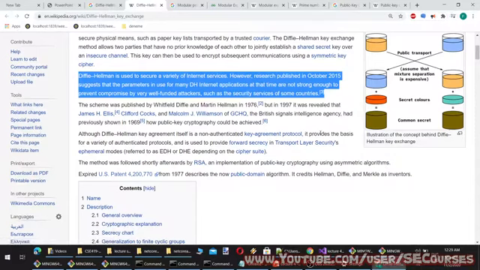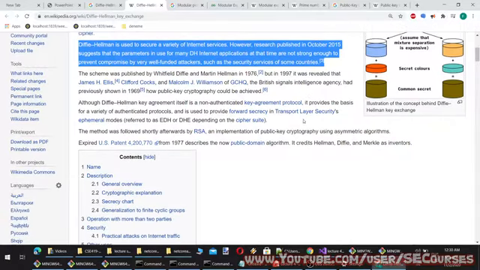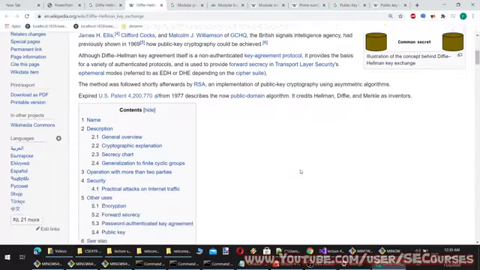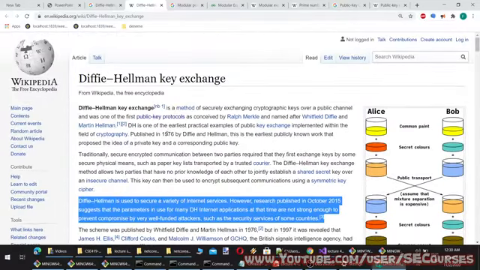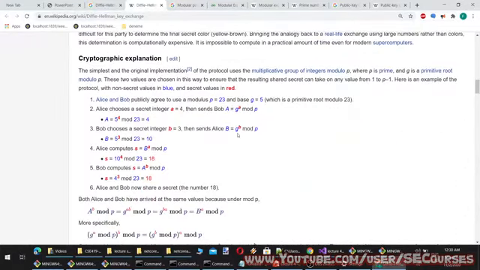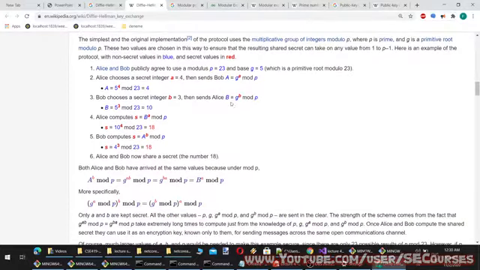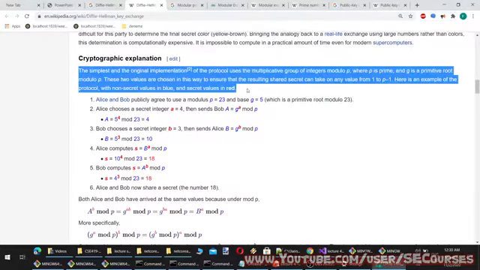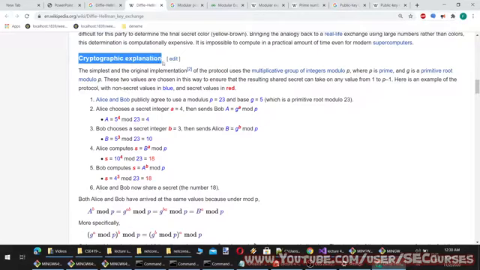Diffie-Hellman is used to secure a variety of Internet services. However, research published in October 2015 suggests that the parameters in use for many DH Internet applications at that time are not strong enough to prevent compromise by very well-funded attackers, such as the security services of some countries. Of course, this was since very early. It is not, let's say, secure at the moment. However, we can get the idea of the explanation. Let's read it.